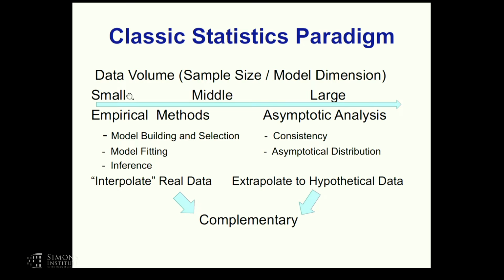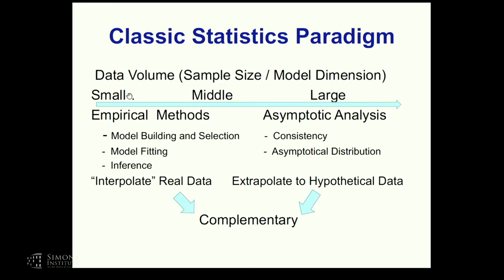So in this sense, this paradigm is not like a parallel paradigm, but rather like a serial paradigm, in the sense that our theoretical analysis extrapolates the empirical method. With the empirical method, we get the results for real data. We kind of interpolate the real data. But the asymptotic analysis or theoretical analysis extrapolates these results to a hypothetical large sample. Okay, and these two analyses are complementary to each other.